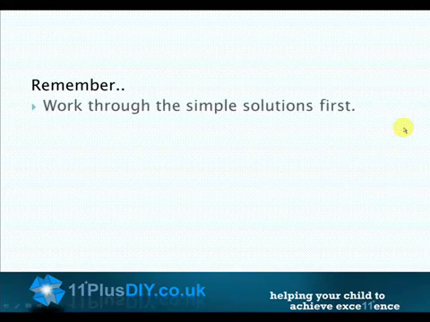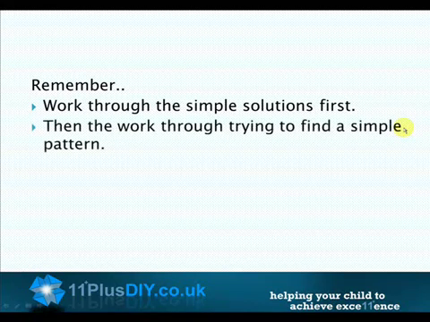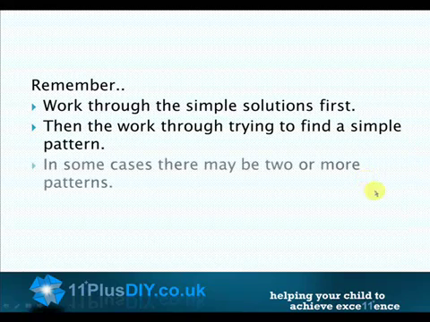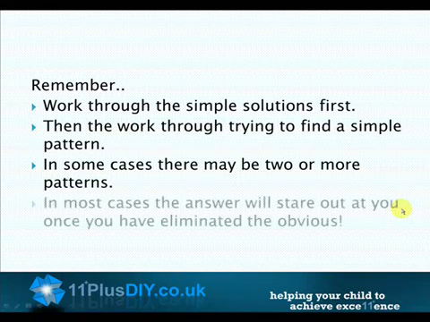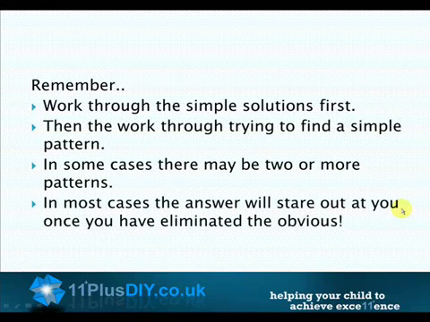Remember, work through the simple solutions first, then work through trying to find a simple pattern. In some cases there may be 2 or more patterns. In most cases the answer will stare out at you once you have eliminated the obvious.